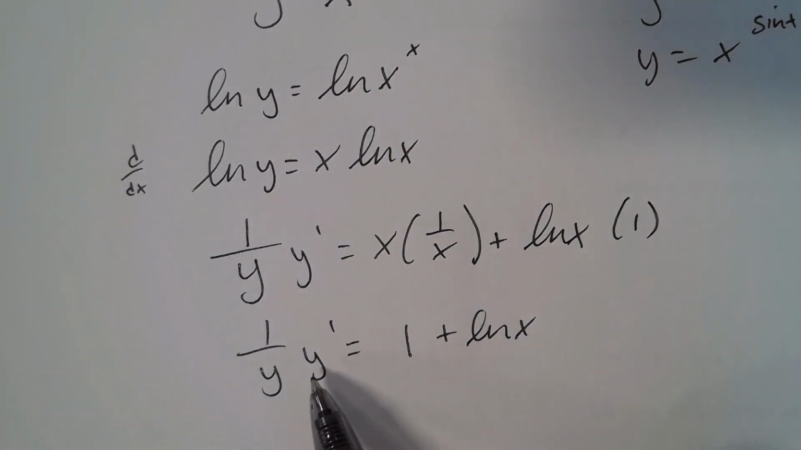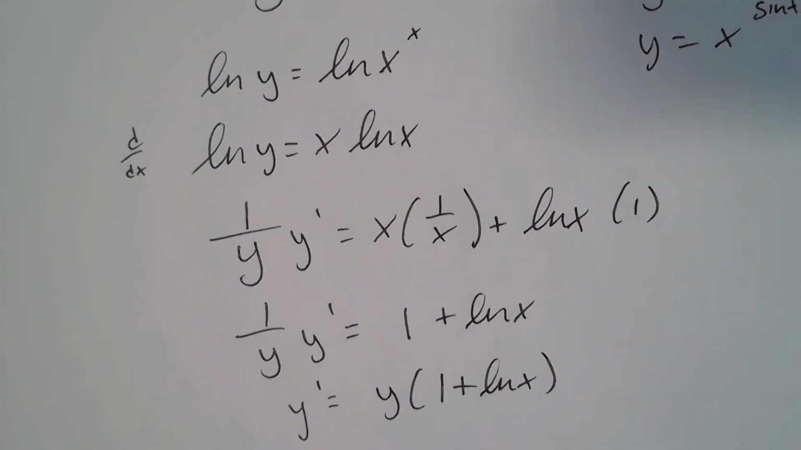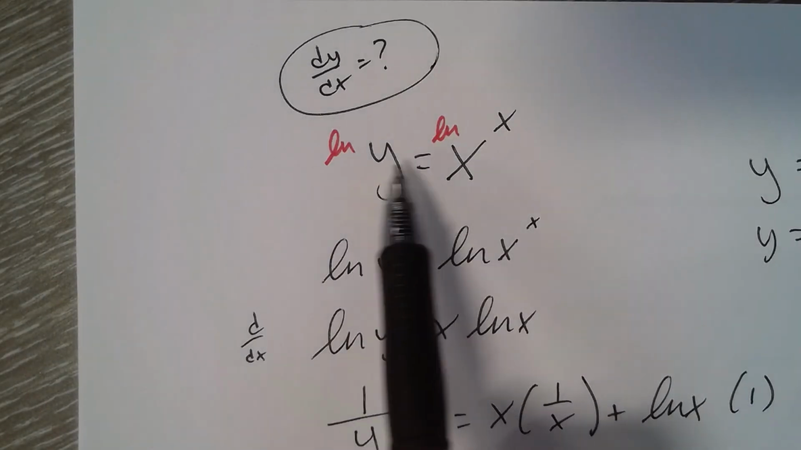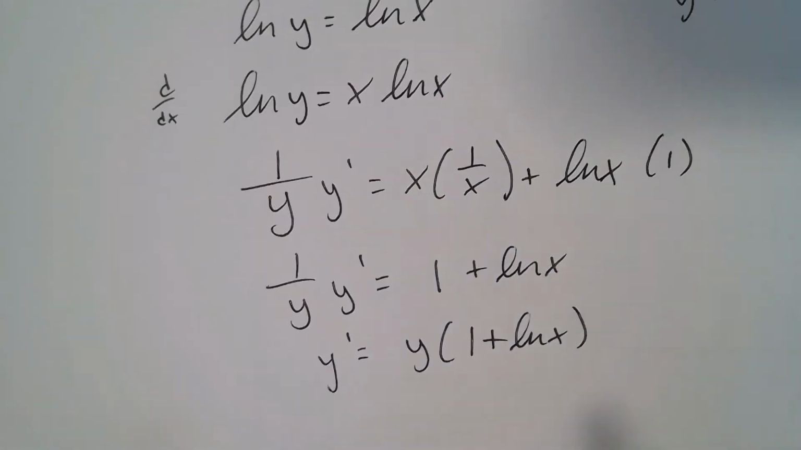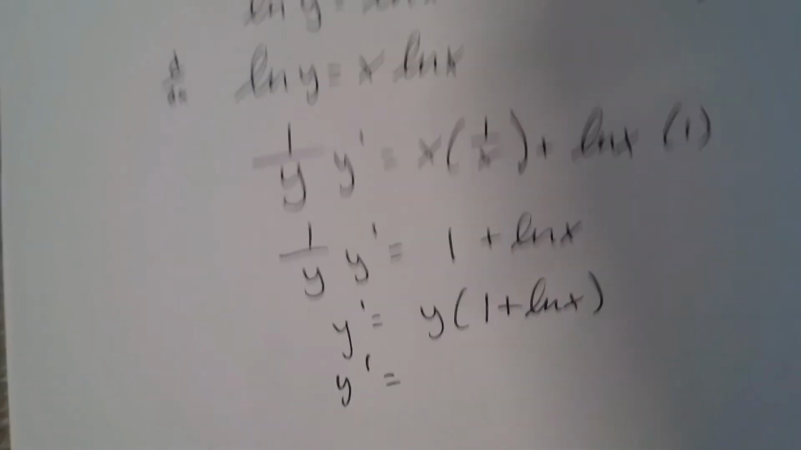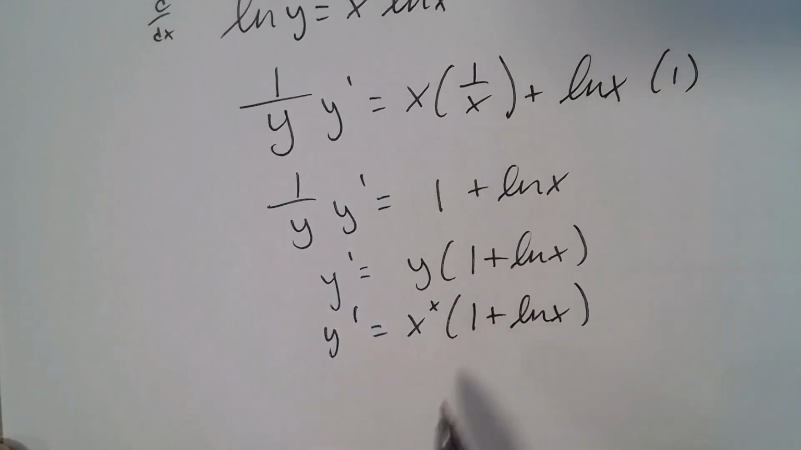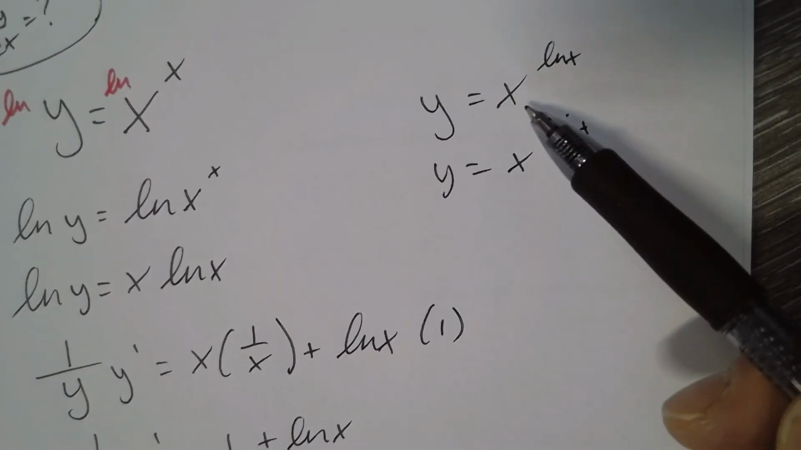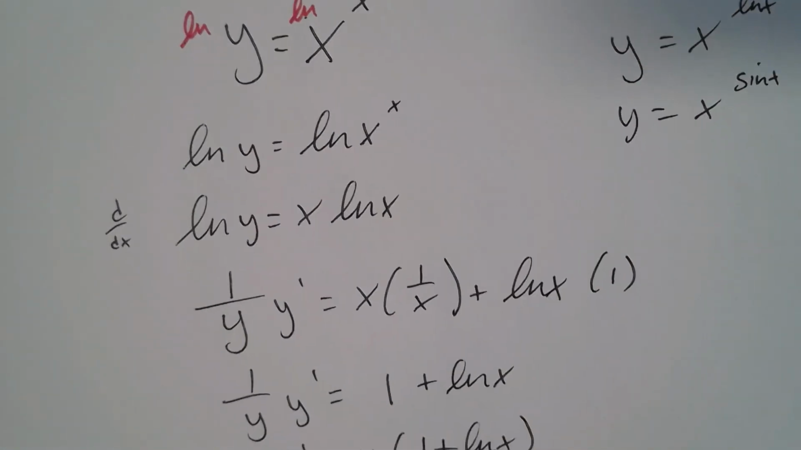Okay, so we're looking for dy dx or y prime, so we're going to multiply both sides by y. And we have an answer with both x's and y's in it, but we know that y is related to x by y being equal to x to the x. So y prime would be x to the x times 1 plus natural log x. And I don't know if you have to distribute that, that's probably the answer. So anytime you have a variable to a variable, the first thing you want to do is take a natural log of each side and go from there.